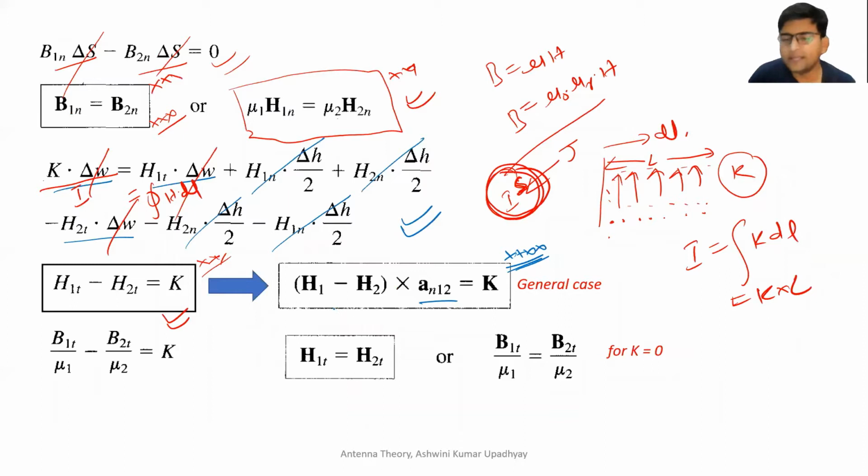If in a case there is no surface current at the meeting point of the two different materials, which is the boundary, then in that case this K will become 0 and you will get H1T is equal to H2T, or in the form of B also, you can write it as B1T upon mu1 is equal to B2T upon mu2. So this is the second boundary relationship for magnetic field. This is the special case where K is equal to 0.